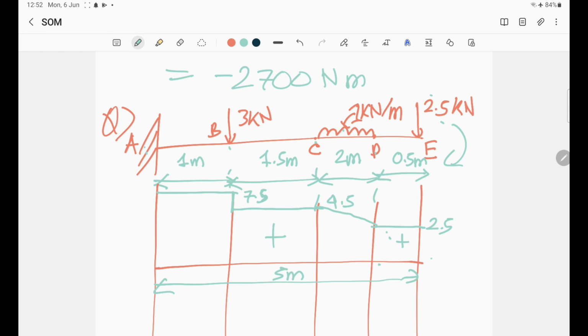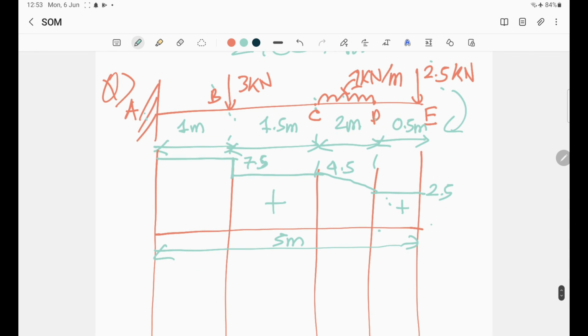So at C it is 4.5, and from C to B there is no load, so it will remain as 4.5. At B, another load of 3 will add on, acting in the downward direction, that is positive, so it will be 7.5, and up to A it will stay as 7.5. So this is the shear force diagram for this.